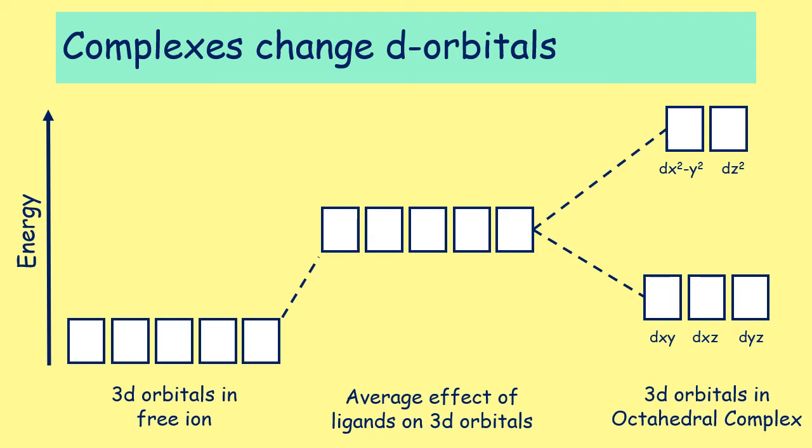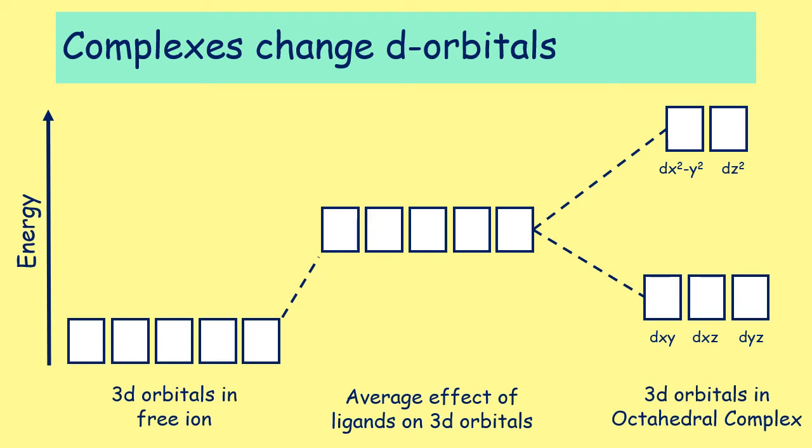Now, the reason why we get this split is because the ligands come in an octahedral pattern. So that means they're coming in at 6 particular angles. These orbitals, the x squared minus y squared and the z squared, are the ones that actually point directly at the ligands, which means they're going to be more greatly affected by the repulsion of electrons, and so they're going to increase in energy the most. These other orbitals are still going to have a slight increase relative to where they started, but because they don't point directly at the ligands, the effect is a lot less.